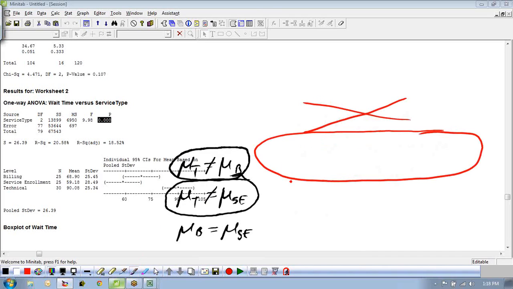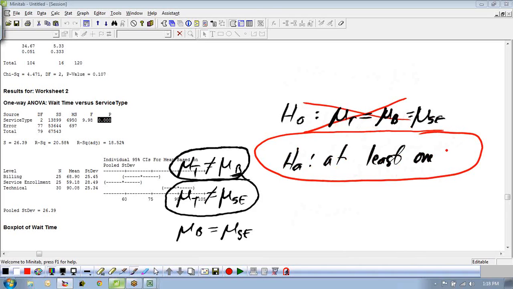so that's the equivalent of our first test, which was, oops, now it's missing a few. Oh, yes, I understand why, because remember, this was gray before. This was all of them are equal versus at least one pair is different. So again, we circled the same one. Now it's a ghost, though. Let me fix that. All right, this is H naught, which would be mu T equal to mu B equal to mu SE, versus HA, at least one is different. Okay? That's what that is.